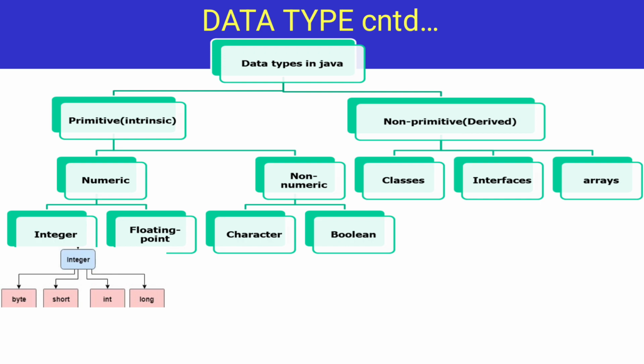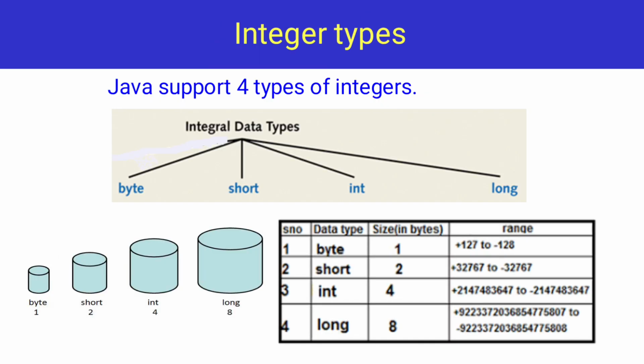Now moving towards the non-numeric data type. Non-numeric data type has character and boolean. Now we move towards the non-primitive data type. Non-primitive data type is also known as a derived data type. It has various names: it is also known as a secondary data type, composite data type, user defined data type, or derived data type. It can be divided into the following categories, that is classes, interface, array, sets, etc.